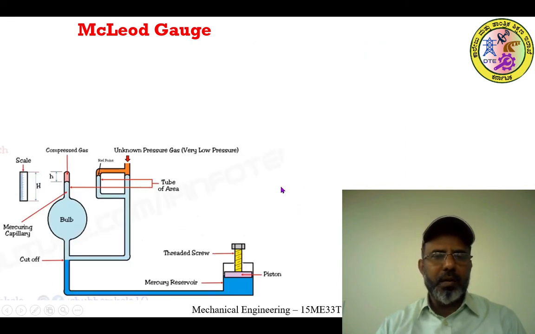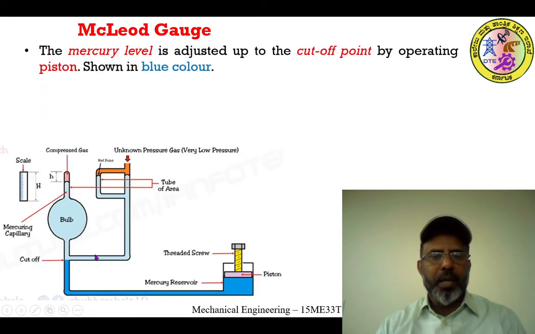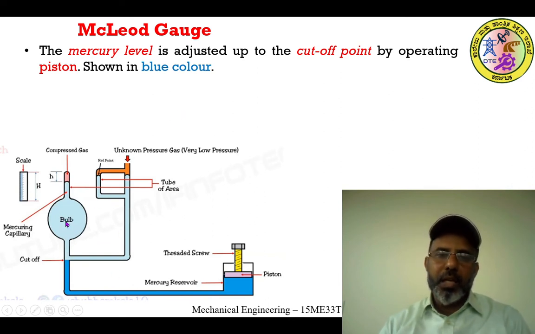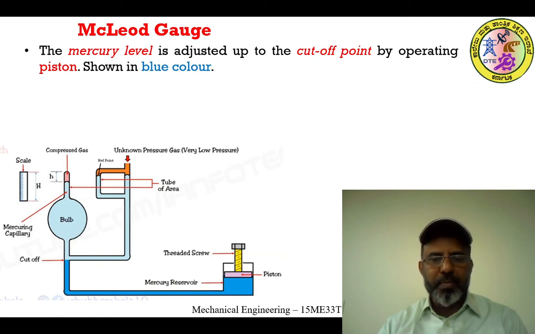And now consider finding out the initial pressure of an unknown gas. Here, from the screw and piston mechanism, the mercury which is in the mercury reservoir is raised up to the cutoff point. It means we are going to adjust the mercury level up to this cutoff point by operating this threaded screw or the piston mechanism.